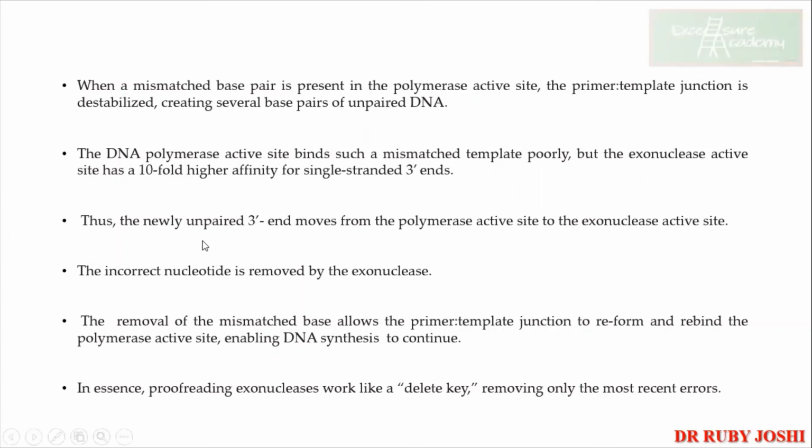Thus, the newly unpaired 3-end moves from the polymerase active site to the exonuclease active site. Exonuclease अपना काम करेगा. It is going to remove the mismatch, right? And then again, polymerase activity will be resumed. So, in essence, proofreading exonucleases work like a delete key, removing only the most recent errors.